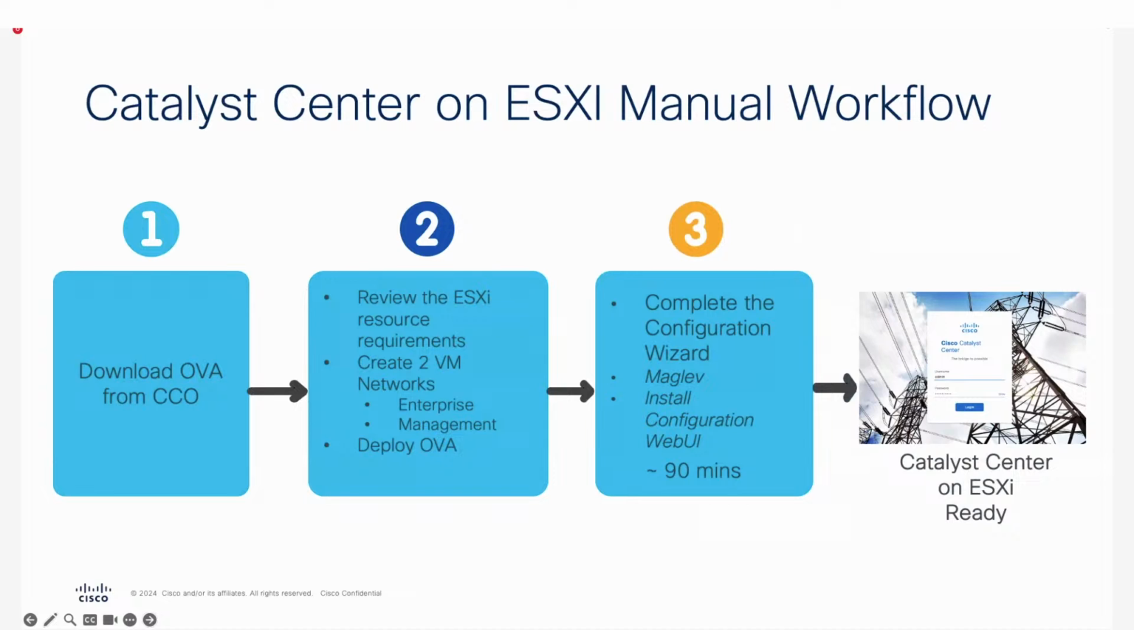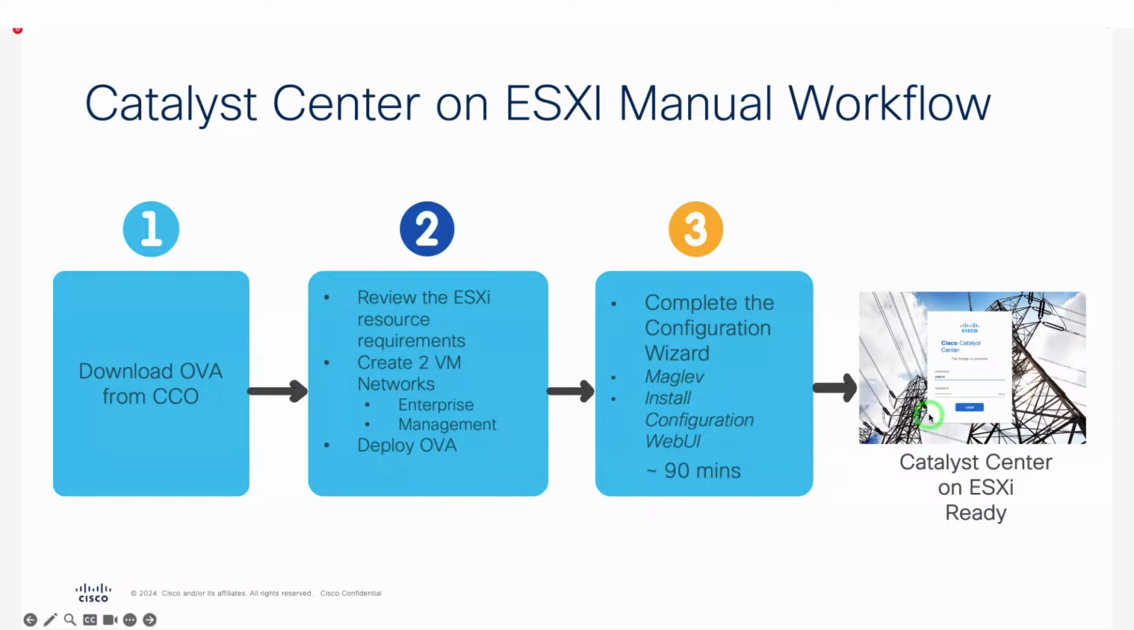There are going to be two options for you to deploy a virtual machine if you're familiar with the ESXi environment. There's the manual way to complete this workflow. You will download your OVA from CCO, review that you have all your ESXi resources, create the VM networks, make sure that they are up and running, and deploy the OVA OVF file. After the virtual machine is up and running, you will be able to complete the configuration wizard either with the maglev install or the web UI. The web UI will take you through a wizard to complete the installation. And if you want to go with the maglev install, it will go with the maglev wizard as well.